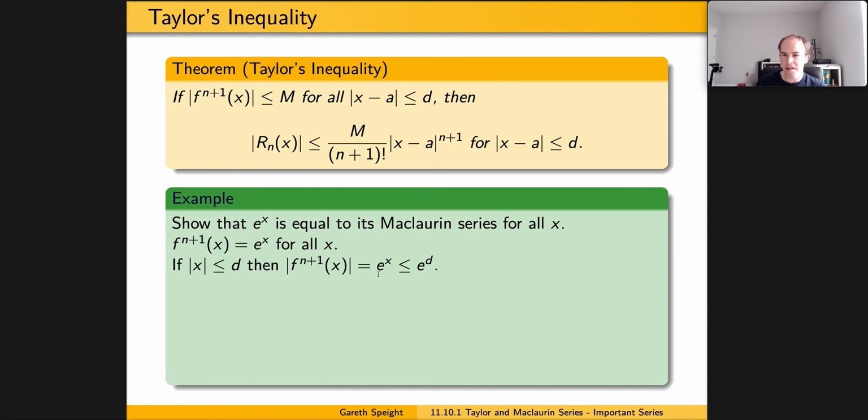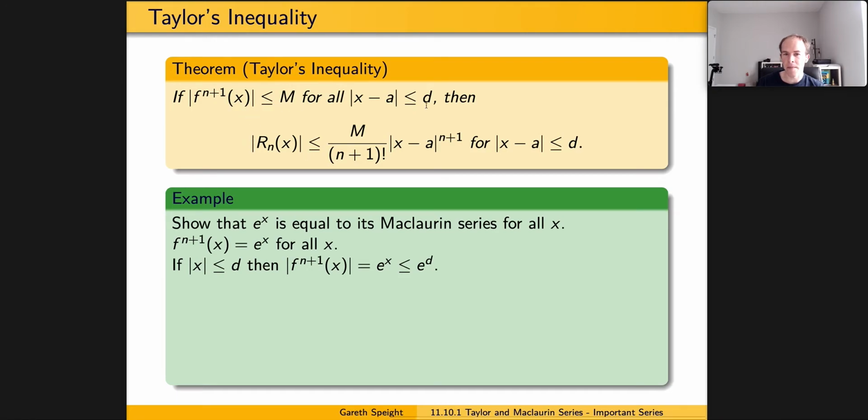And remember that e to the x is a positive function, an increasing function. So it's going up. So the largest possible value would be at the right endpoint, which is d. So the largest possible value of the function here is e to the d. Okay, so we've managed to come up with an upper bound for the n plus first derivative on our interval. It's e to the d. So this is going to be our capital M. And then we just go ahead and plug everything into Taylor's inequality.